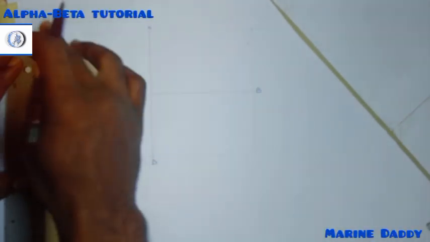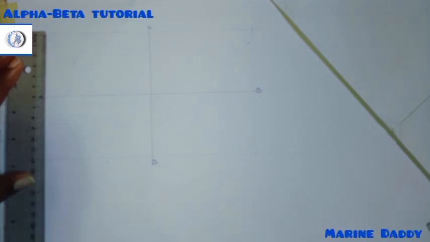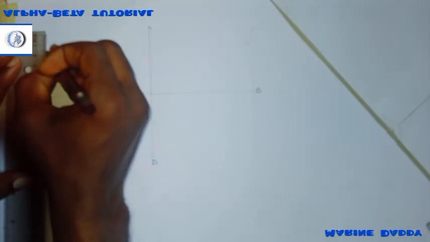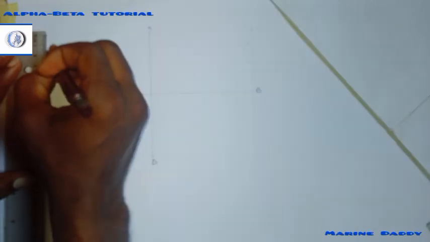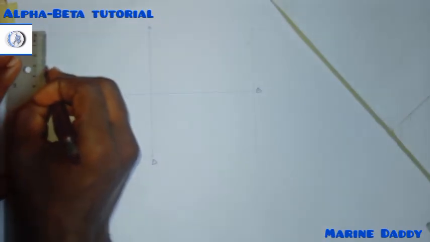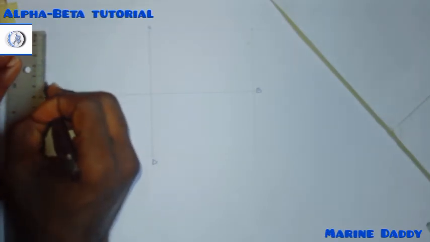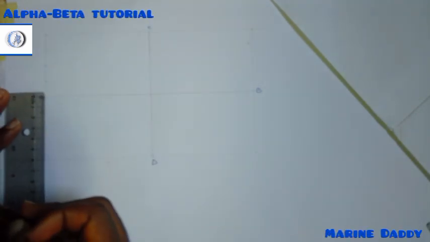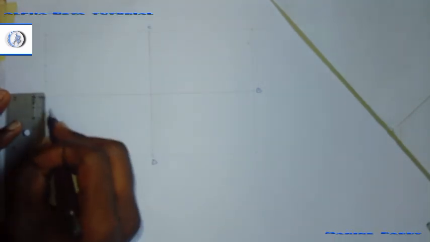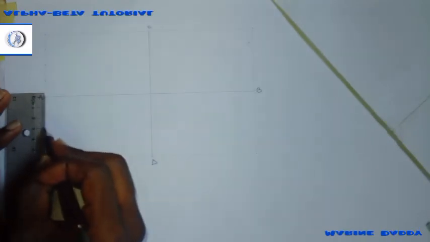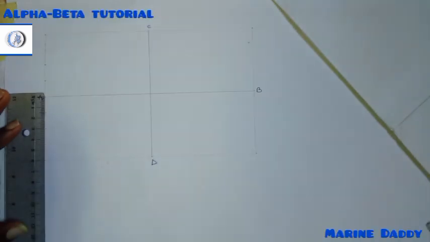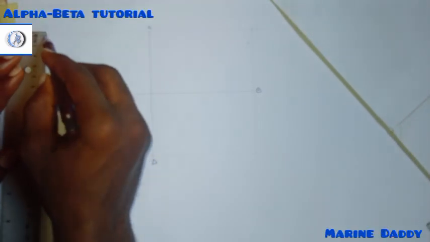So I'm dividing this 12 into 8 equal parts. When you divide 12 into 8 equal parts, it should be 1.5. So from here, I measure 1.5, 1.5, next one will be 1.5, 1.5, and here I'll come to this part and repeat the same process. 1.5, 1.5, 1.5.